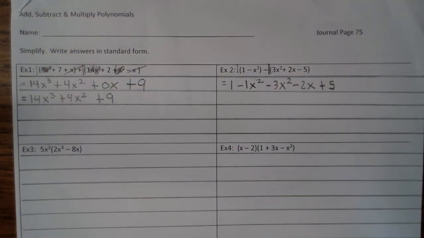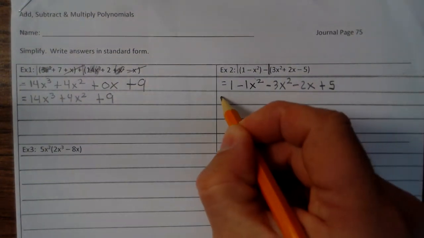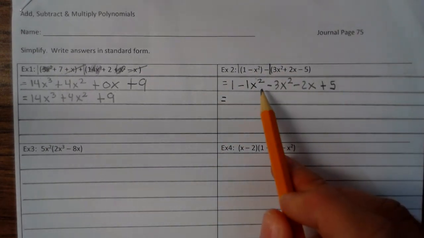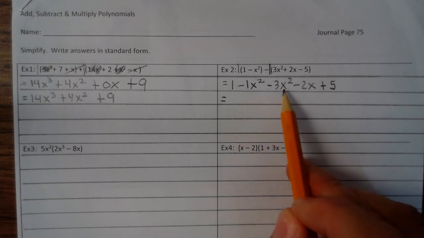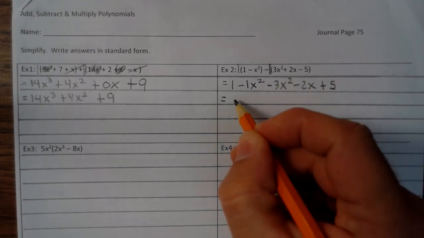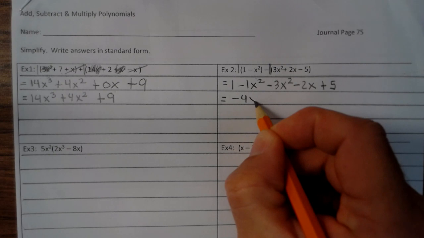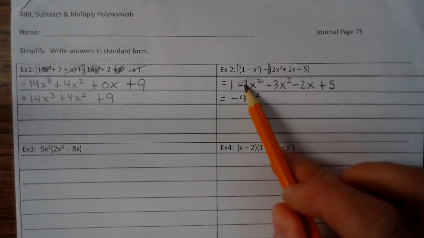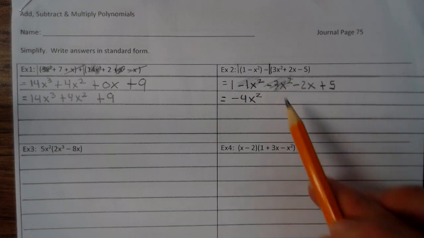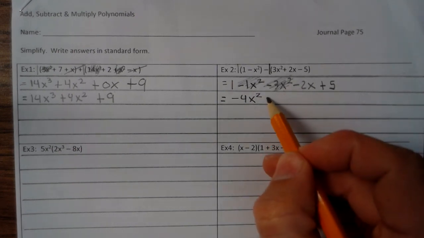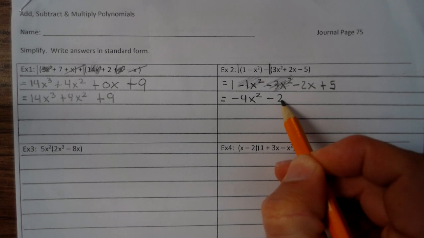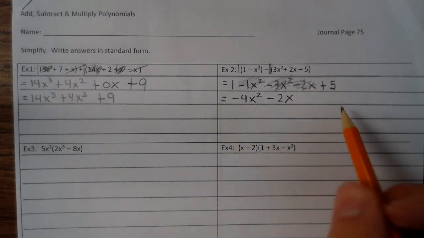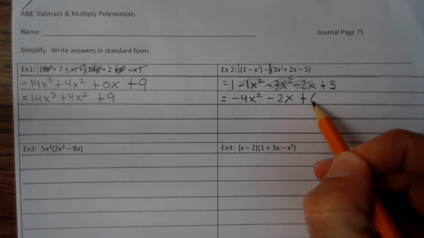All right, so now we need to combine like terms. So we start with the highest exponent. So here we have negative 1x squared and negative 3x squared. Well, that combines to be negative 4x squared. Okay, so we're done with those. Now we look at the x's. Well, that's minus 2x. We're done with that. And then 1 plus 5 is plus 6.